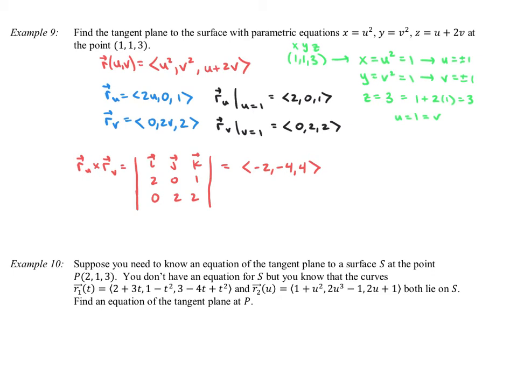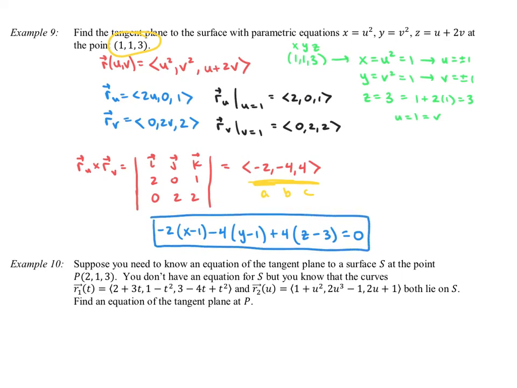We could certainly scale this, but I'm not going to bother right now. I'm just going to write down the answer. So we have a, which is -2, times (x minus 1), plus b, which is -4, times (y minus 1), and then c, which is 4, times (z minus 3). So again, what I'm doing is using the information that we have for the normal vector, which is a, b, and c, and then I'm going to use the point, which is up here, and that point is x sub 0, y sub 0, z sub 0. And so there you go. That's going to be your tangent plane.